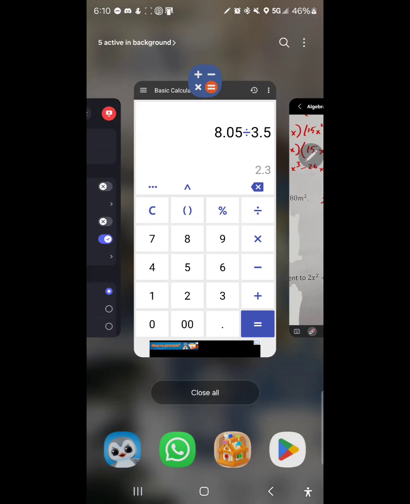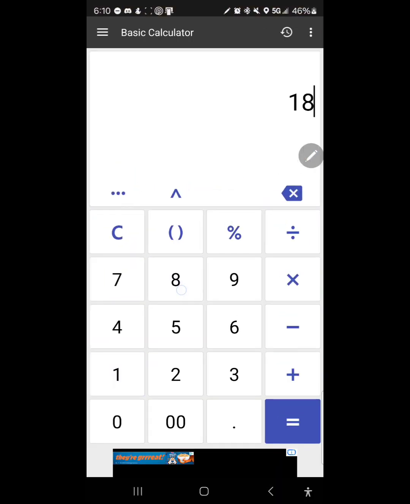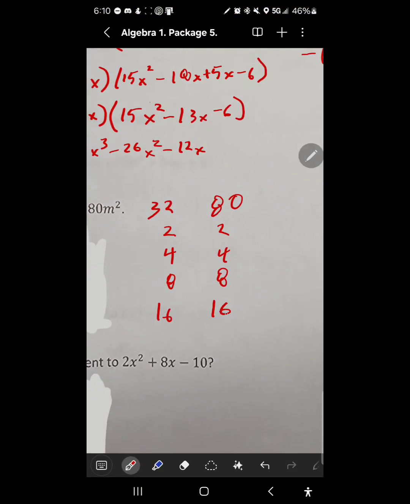Could I divide it by 16? Let's check. 80 divided by 16, which is 5. Yeah, we can divide it by 16. And we don't want to keep going because we don't have more numbers for the 32. So as you can see, we can divide both by 16.